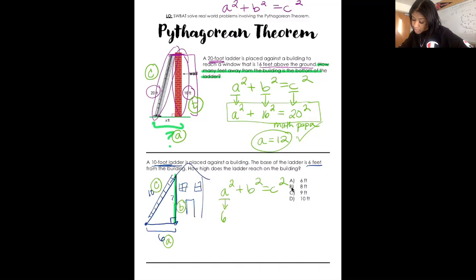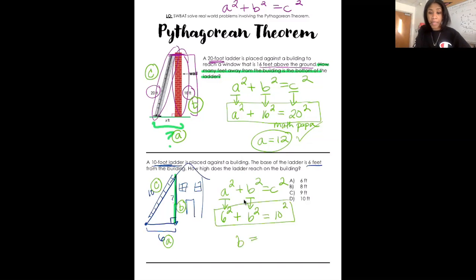My A is 6, square it, plus my B is unknown, I'm going to use B, square it, equals my C is 10, square it. Put this in Math Papa and get a value for B. And it's going to give me 8 feet. B equals 8 feet. So the ladder reaches 8 feet up the side of the building.